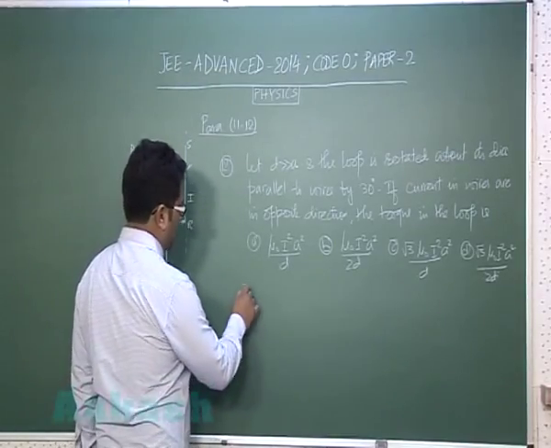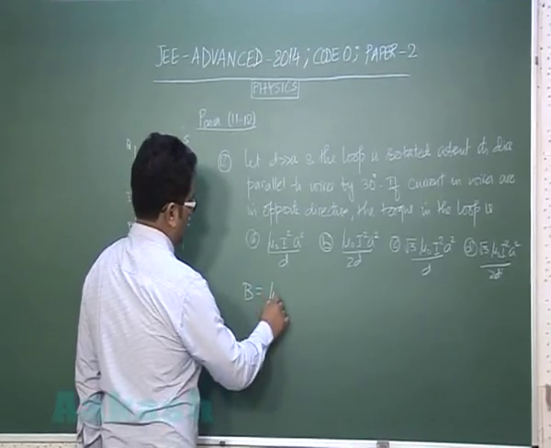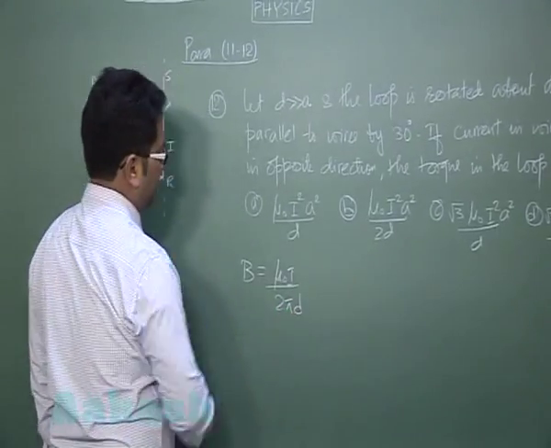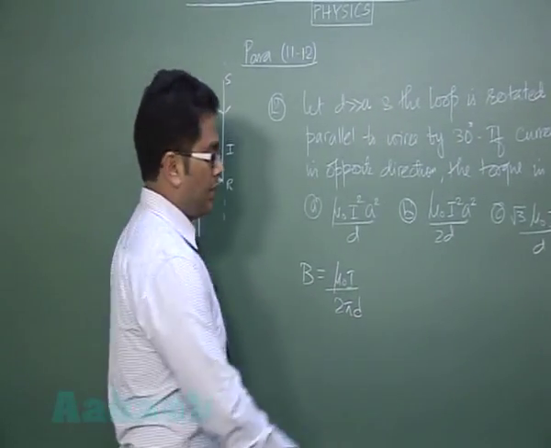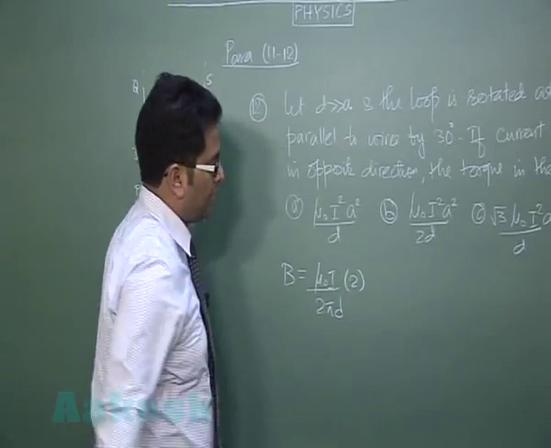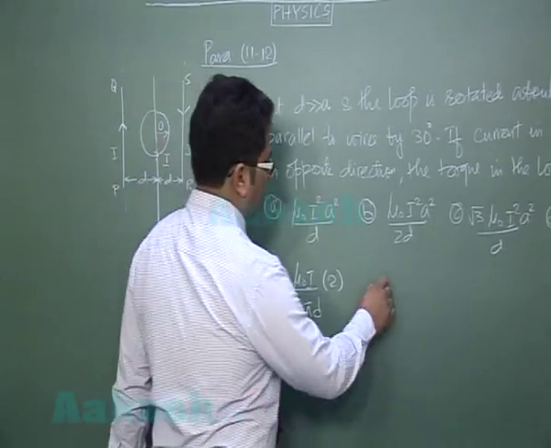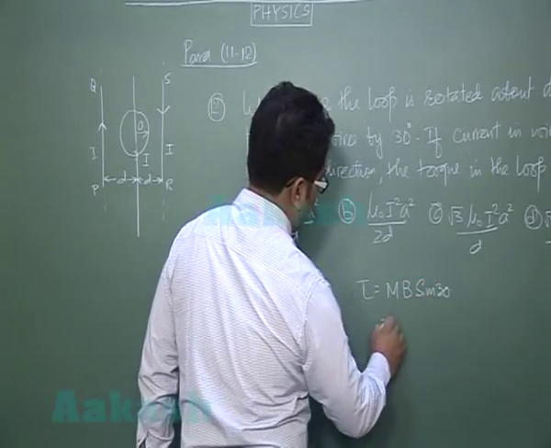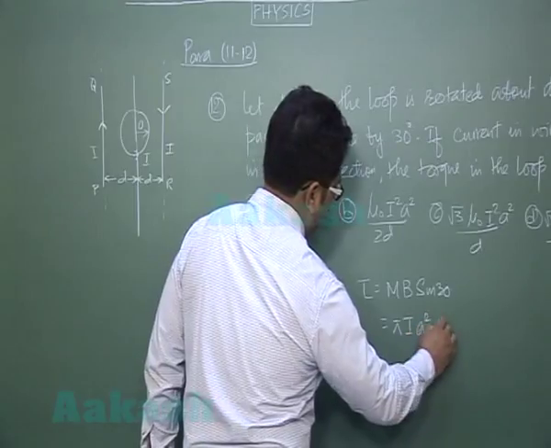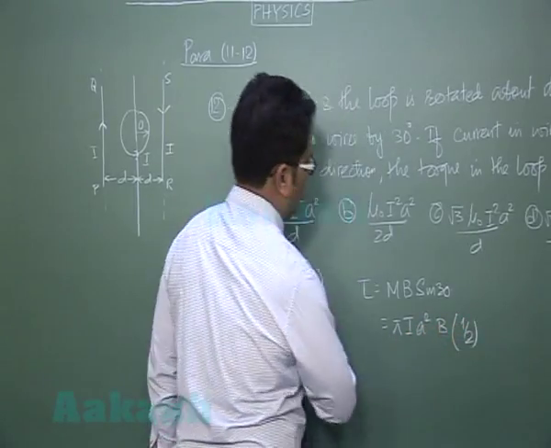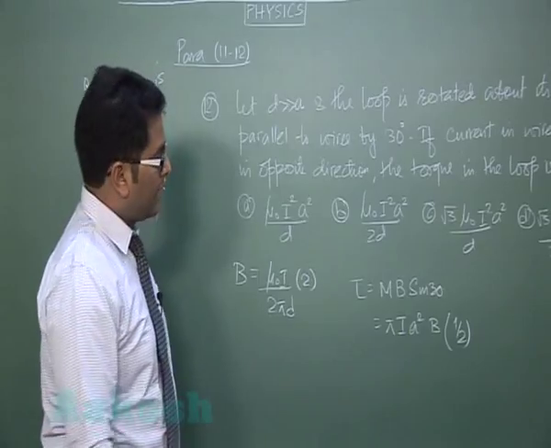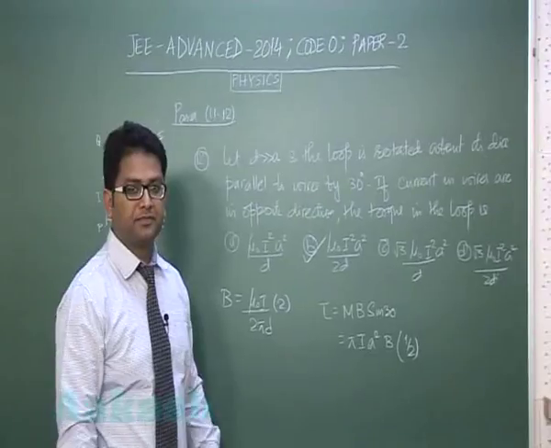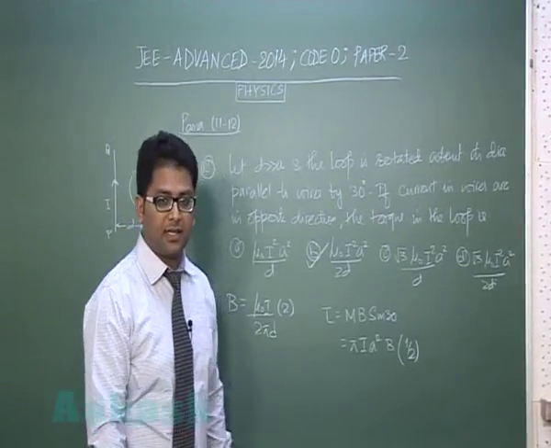So first, let's calculate the net field. That's mu naught I by 2 pi d is the field due to one, due to other multiplied by 2. And the torque will be m B sine 30, where m is pi I a square, and sine 30 is half. And this calculation will lead to option number B. Now we'll go to question number 13 and 14.